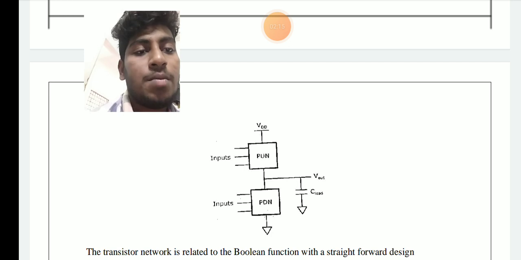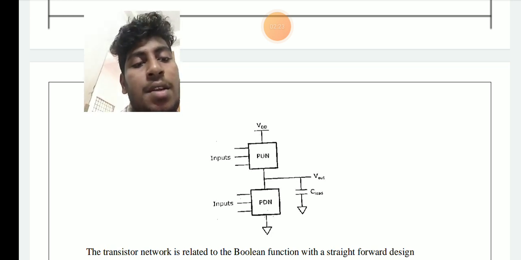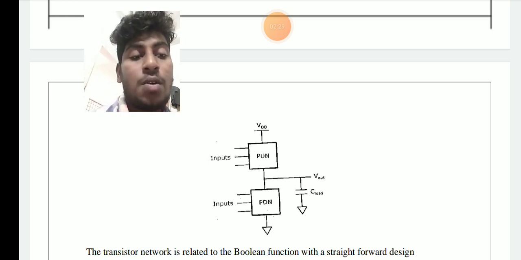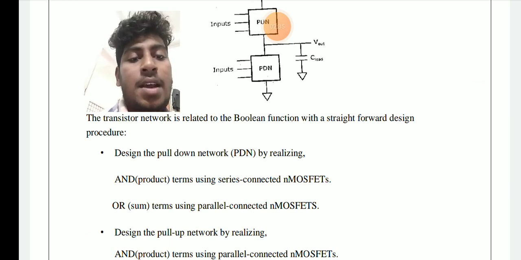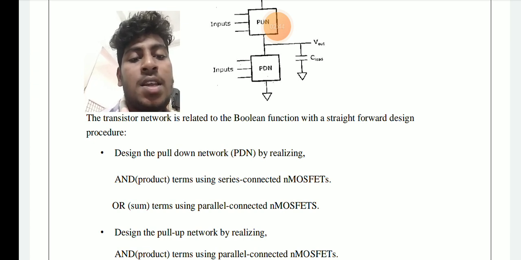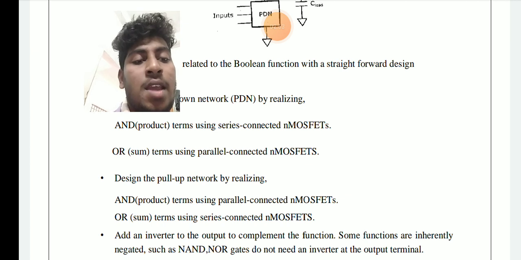The figure shown below has VDD, PUN, PDN, the output with load capacitance C load, and the inputs. Design the pull-down network PDN by realizing AND product terms using series connected NMOSFETs, or sum terms using parallel connected MOSFETs. Design the pull-up network by realizing product terms using parallel connected PMOSFETs, or sum terms using series connected PMOSFETs, to produce the complement of the function.